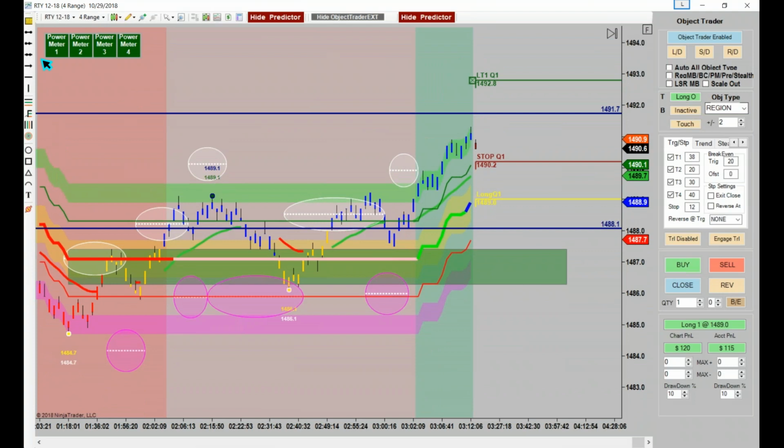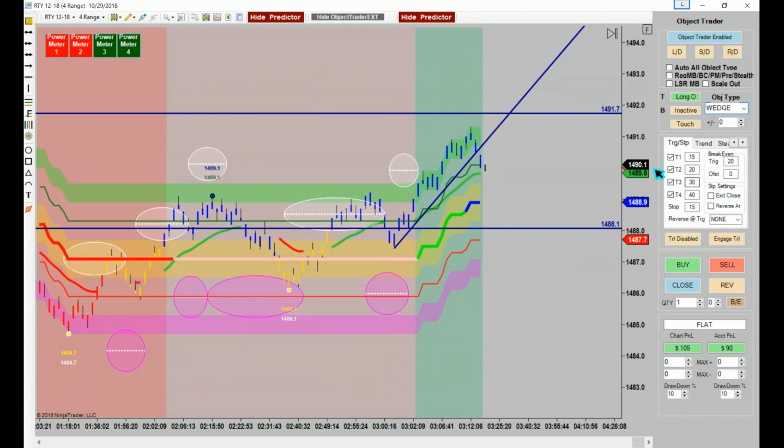Let's do a trend line. Let's see if we can get it drawn in time. No, it's already breaking it actually. I'll have to move it a little bit like that. Do a wedge. It's already broke it, so we're out. Okay?